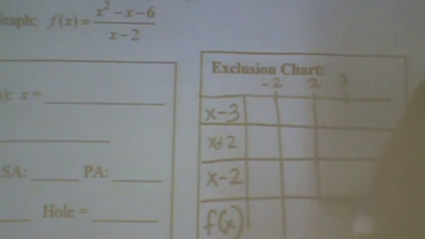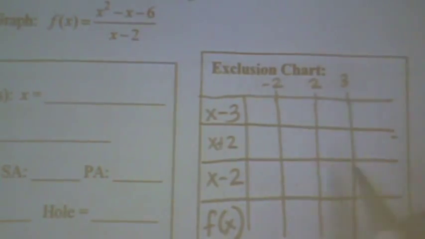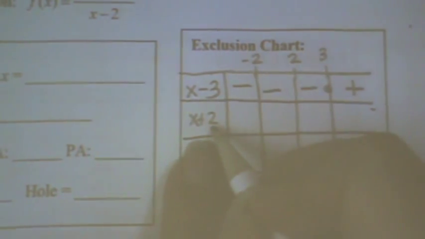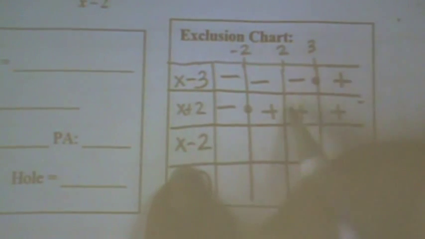So are you guys okay with doing this exclusion chart? You know how to do it, okay? So here's your 0 for x minus 3. These will be negatives, this will be positive. X plus 2, so at -2, there's your 0. So that's going to be a negative, these ones will be positive. And at 2, here's your 0.